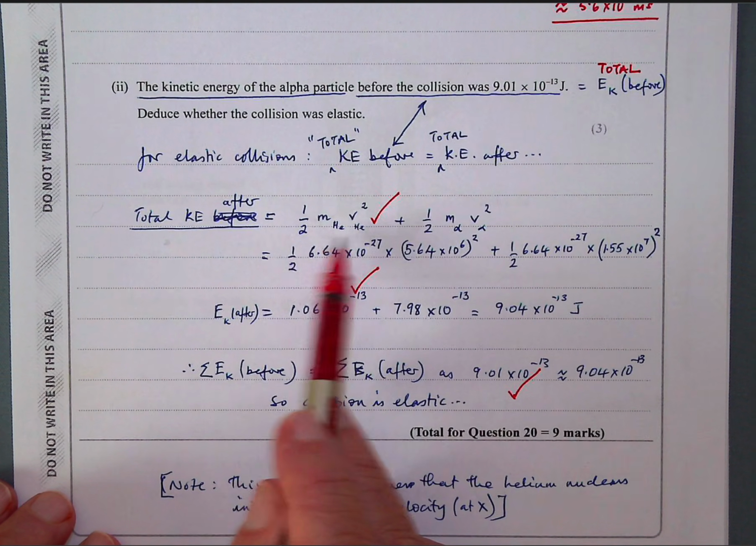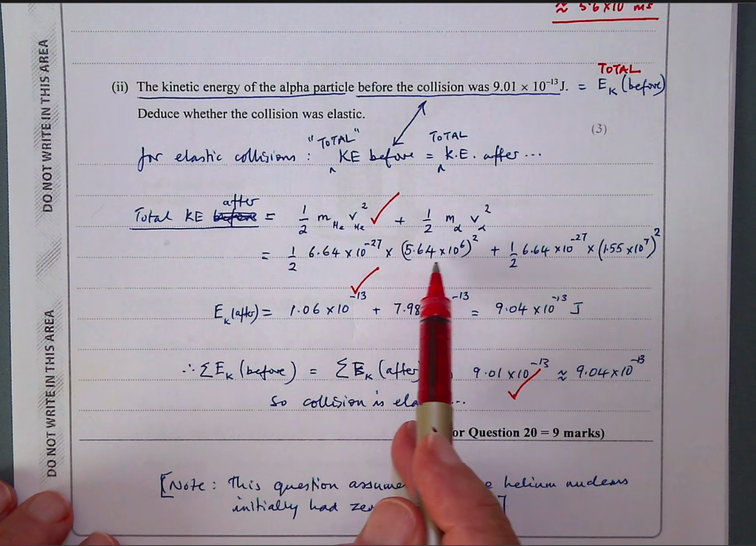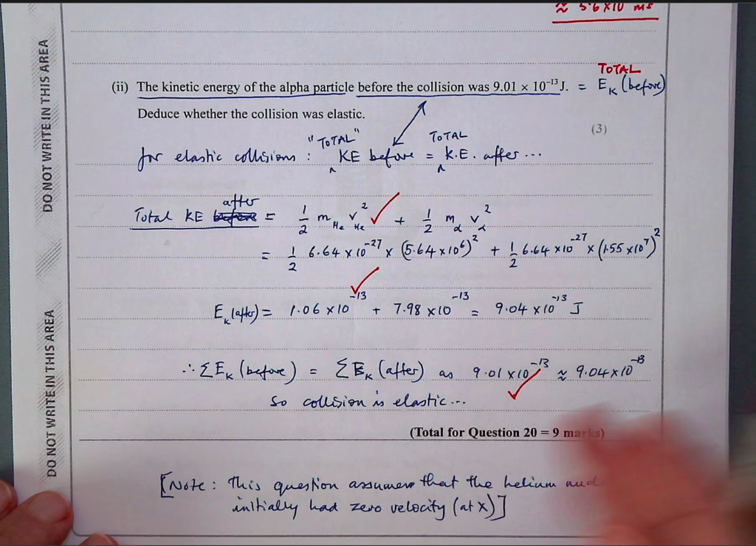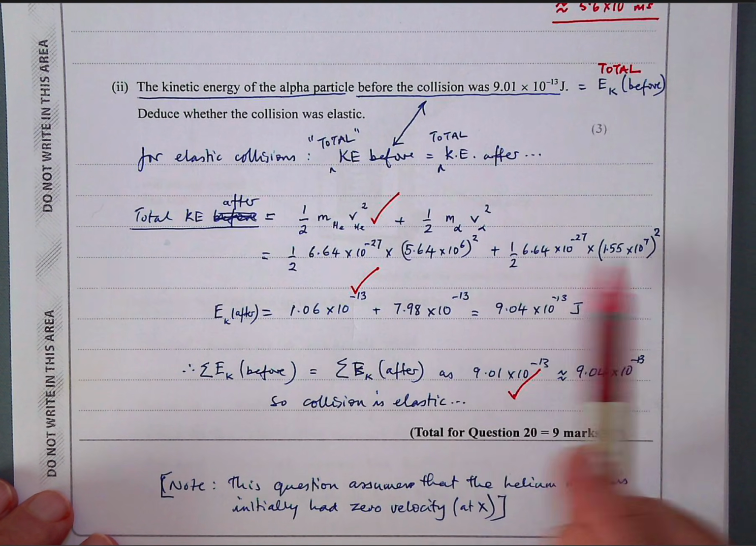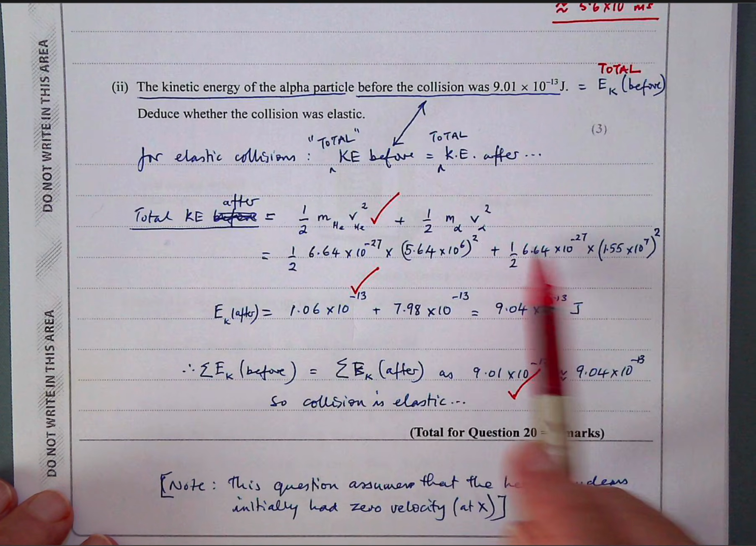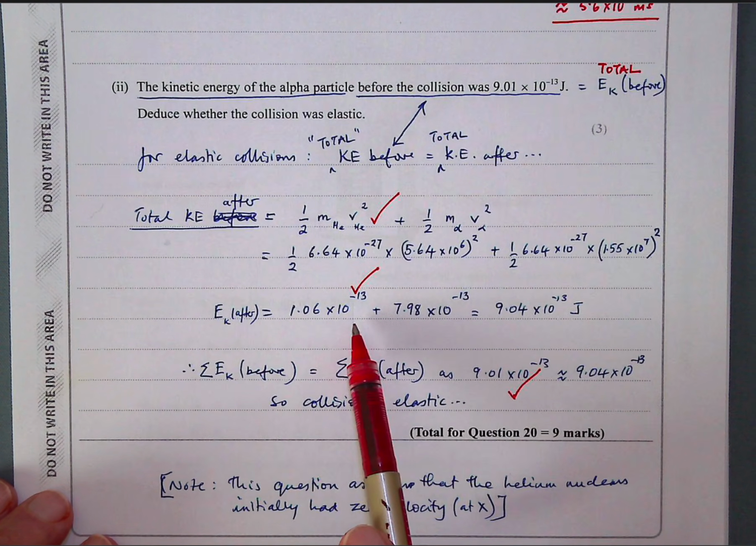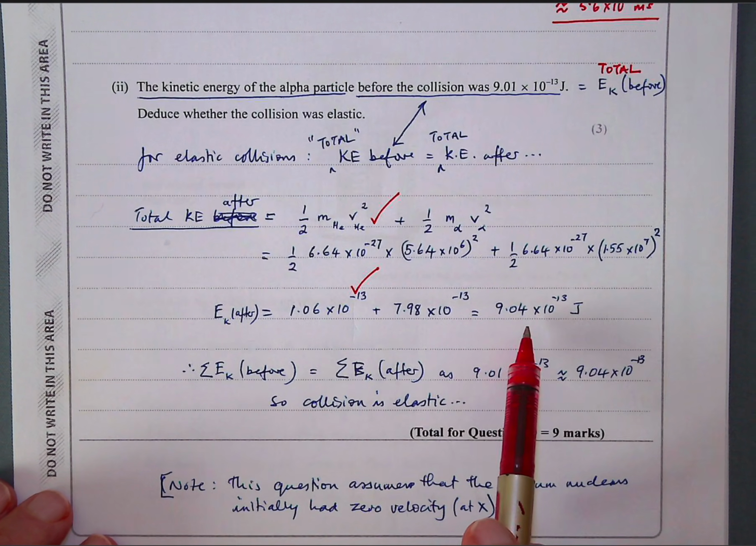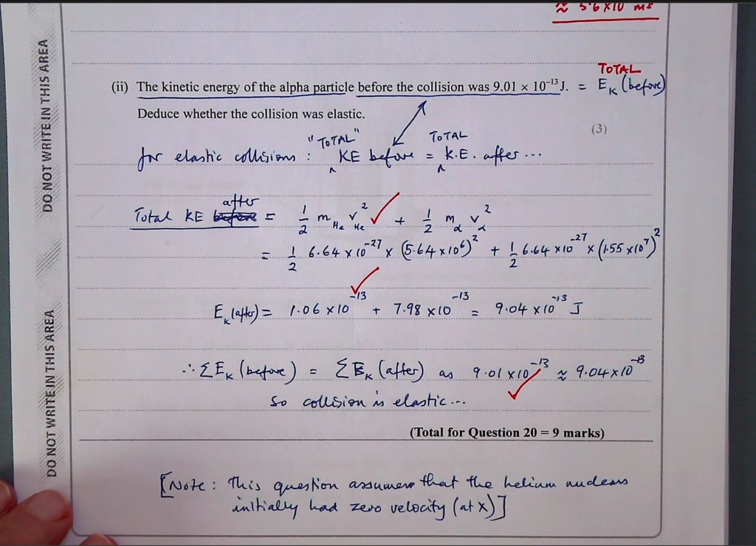You then put in the total kinetic energy after. They've both got kinetic energy after. This time you need to put the mass in, multiplied by each of the velocities squared. I put the accurate value, 5.64 from above, and then we were given 1.55, so I put them both to 2 decimal places. Squared them out, put them in the calculator. One comes to 1.06, the other comes to 7.98. Add them up, it's 9.04. Well, 9.04 is approximately equal to 9.01 within the tolerance of acceptability. So the total kinetic energy before equals the total kinetic energy after. This sigma sign means sum of. So it's approximately equal, so the collision is elastic.